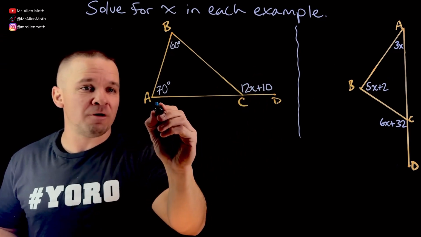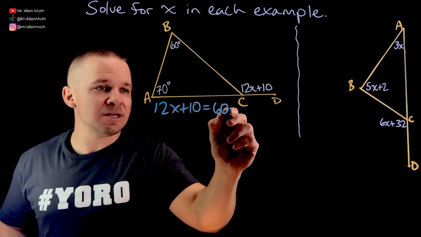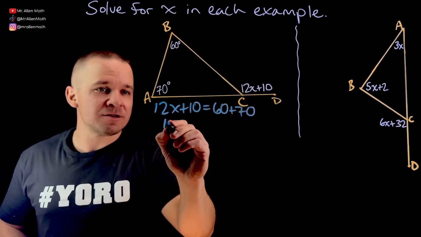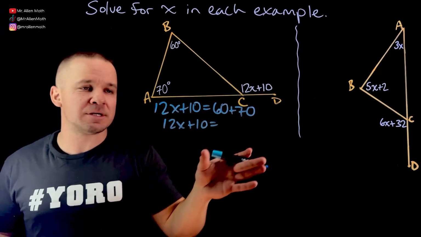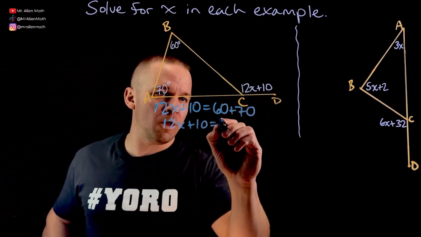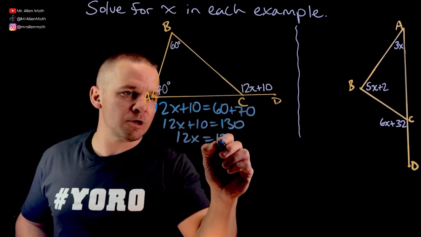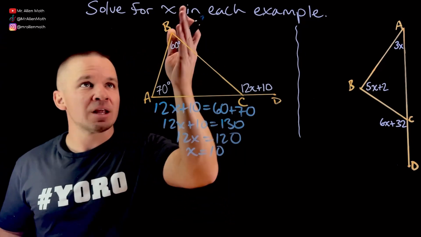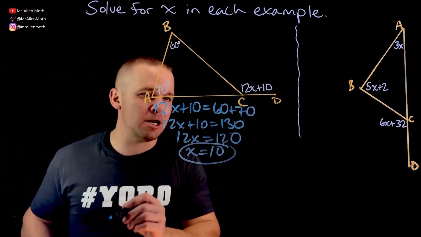I can take that 12x plus 10 and set it equal to 60 plus 70. Beautiful. So we got ourselves 12x plus 10. I like to clean up the right-hand side, or either of the sides, before I start moving things from one side to the other. So I'm going to have, what, 130 here? Subtract 10, I get 12x equals 120. That's super easy to divide. I get x equals 10. It was asking us to solve for x, so we've done the job that we needed to do.